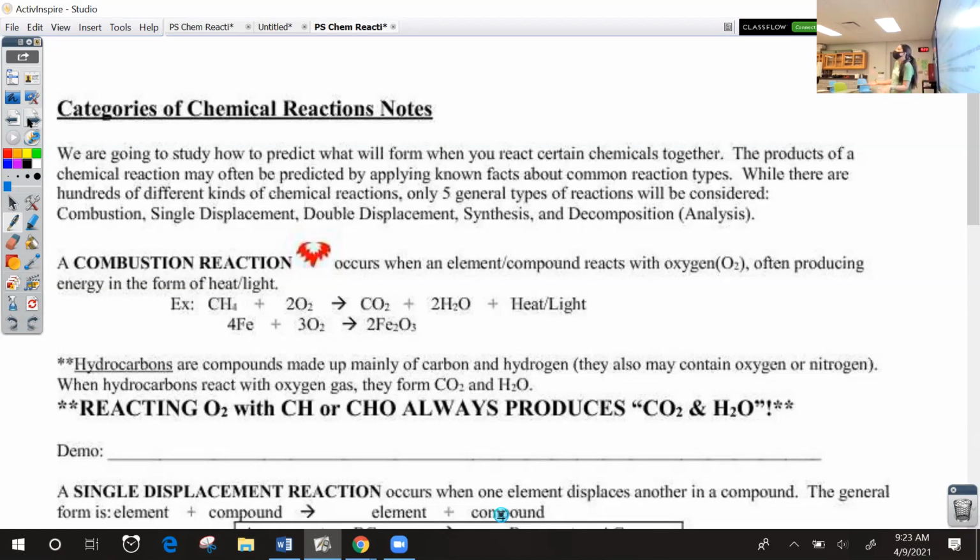You don't have to be at a college level of chemistry, but at least to give you an idea of what happens when you mix two chemicals together. What's actually going on, okay? So that's what we're doing here.